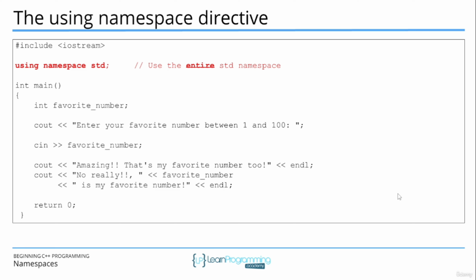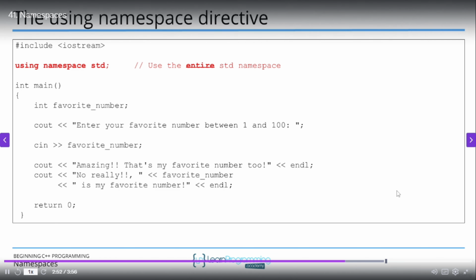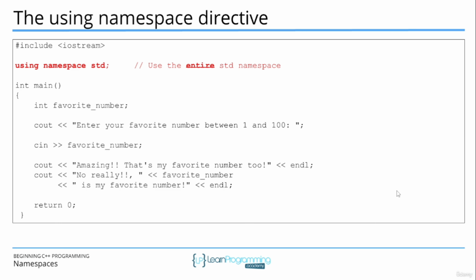However, this may not be the best solution for large programs. Using namespace std not only brings in cin, cout, and endl, it brings in a bunch of other names that are defined in that namespace. So the possibility exists that you may still have a naming conflict. C++ provides another variant of the using namespace directive. Let's take a look at that.